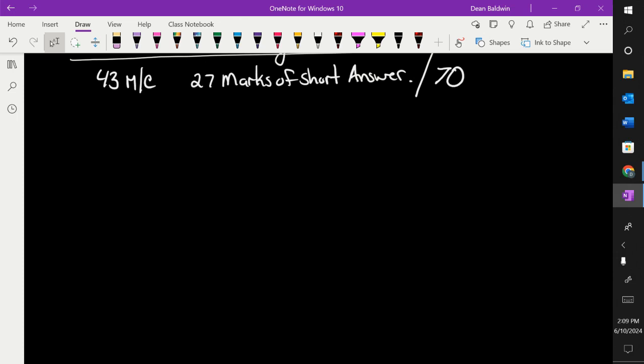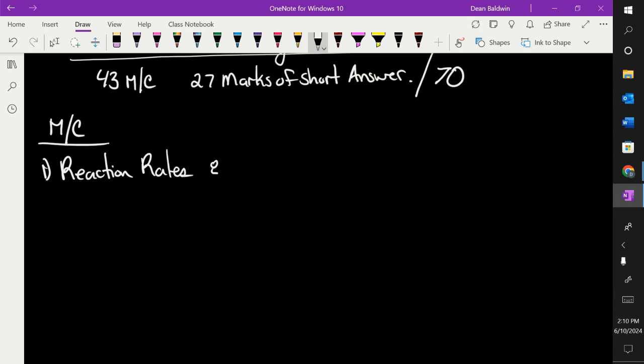Okay. Let's talk about the multiple choice. So, the first section will be reaction rates. There are 8 questions. If it's the same setup as the practice provincials, it's going to go in basically the same order, okay? Which is essentially the order that we went in class. So 8 questions. So what should you know?